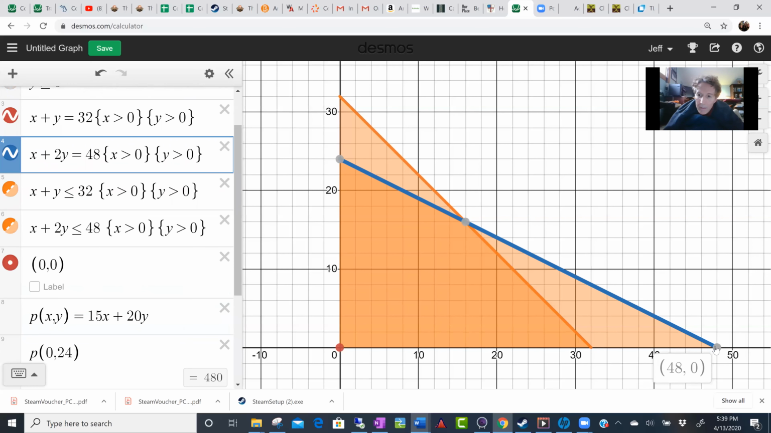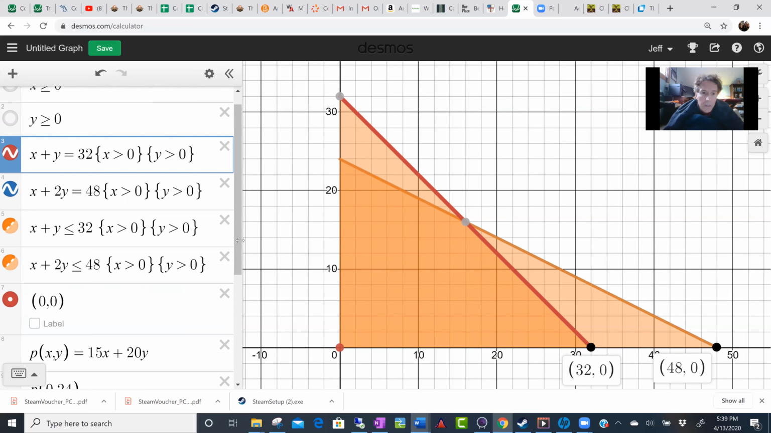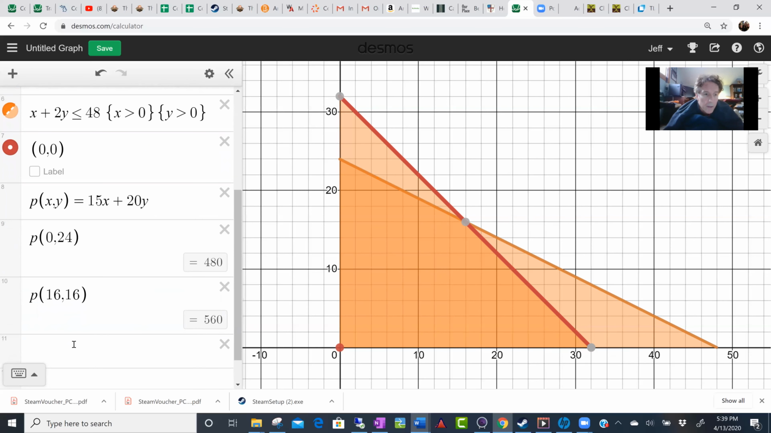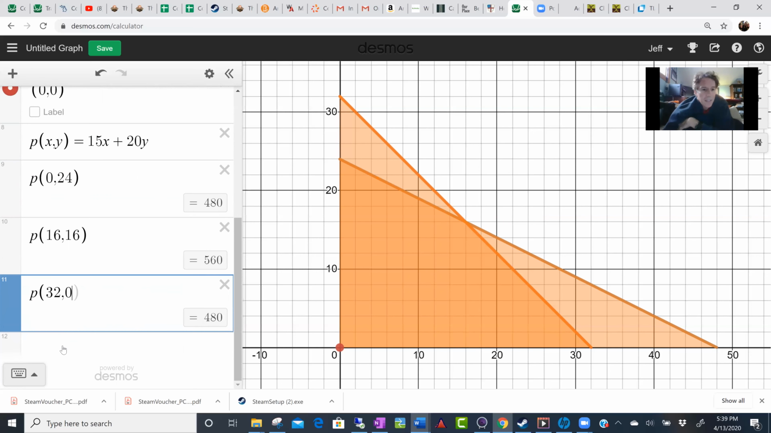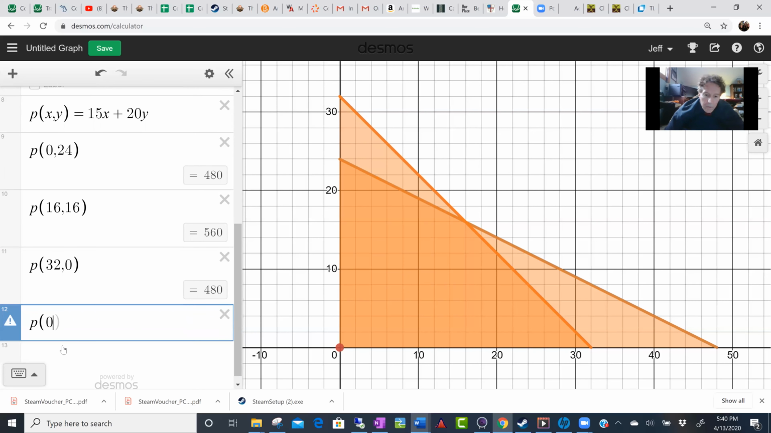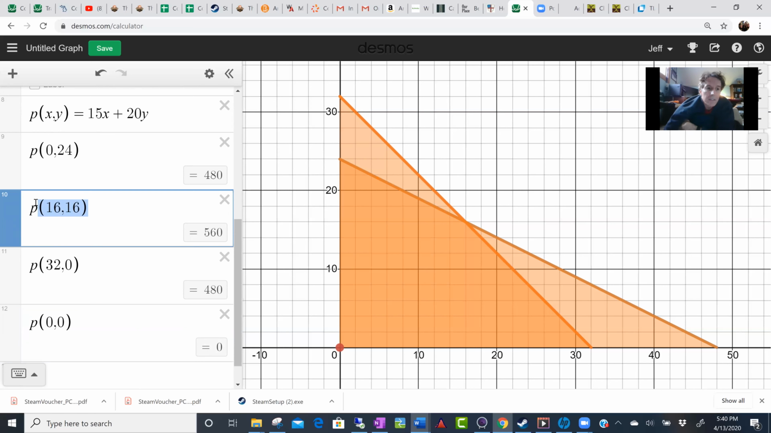There's one more point that we need to do. Do not test this point. That point is not part of our solution region. Our solution region is the dark region where everything overlaps. So the point we want to test is out here at 32 and 0. So let's give that one a try. So P of 32 and 0, again, gives us 480. Now, technically, I guess you would need to also look at 0 and 0, but I kind of already know that at 0, 0, this function is going to be 0. So the maximum that this function can be with these constraints is at the point 16 and 16.